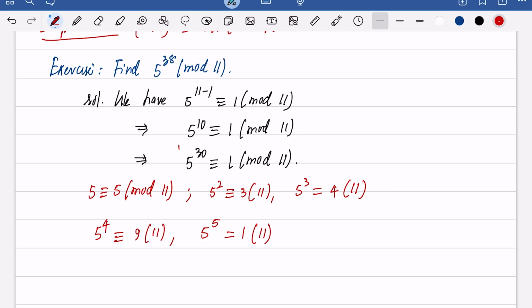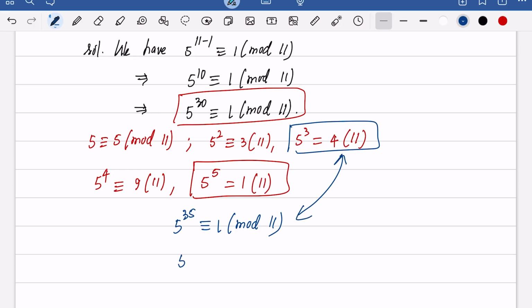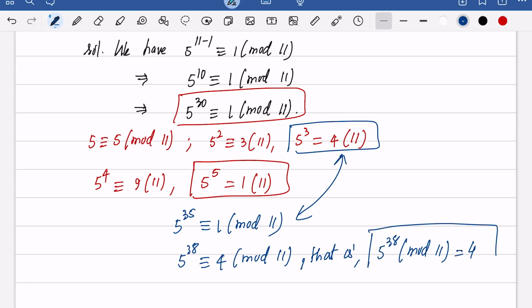So therefore we can multiply these congruences. Multiplying them, we get 5^35 is congruent to 1 modulo 11. Now we already have 5^3 here. Multiplying these two, we get 5^38 is congruent to 4 modulo 11. That is, 5^38 modulo 11 is equal to 4. So 4 is the remainder when 5^38 is divided by 11.